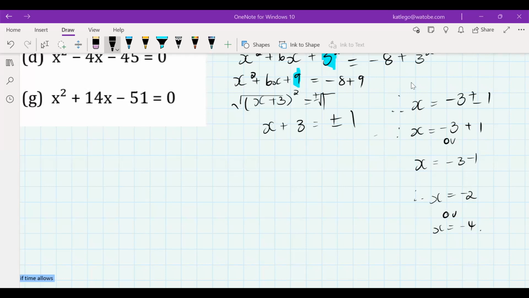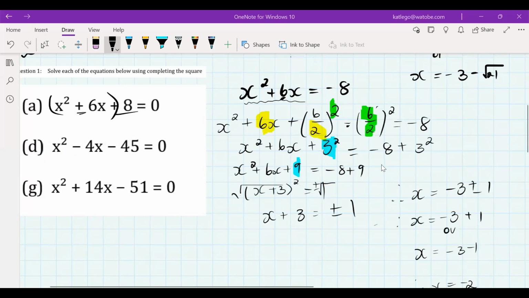Okay. You know what I think happened? I think I lost you here where I added and subtracted. Is that where I lost you? Yes, ma'am. Okay, let's go step by step. Don't leave me.